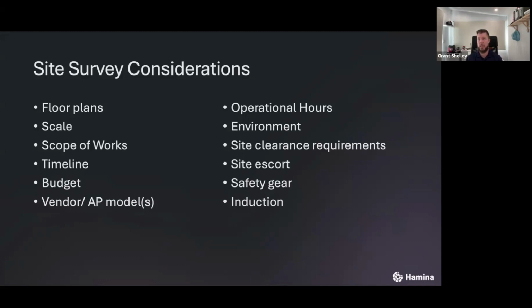What does the timeline look like? How long have we got on site? Do we only have a morning? Do we have a full day? Do we have 3 days?